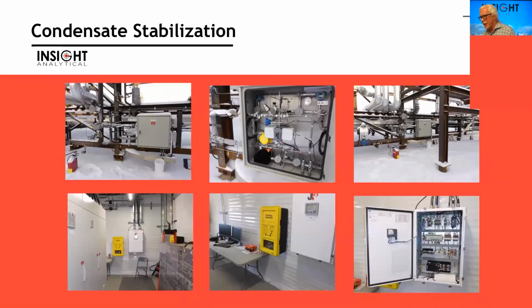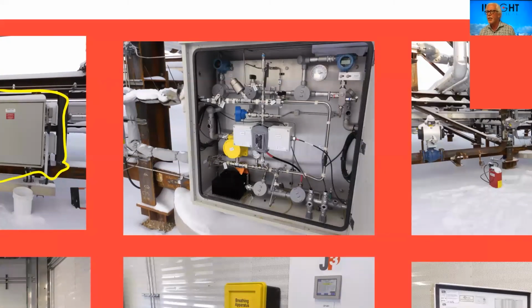Installation of the condensate stabilizer. This is at the Pipestone processing facility up by Grand Prairie. Insulated cabinet mounted outside, puts us right close to the process. Inside that cabinet, you see things that are very similar to the other installation that we had. Explosion-proof heater in the bottom, flow switch, flow cell, pressure, temperature transmitter. In this case, there's also an automated isolation valve in there.